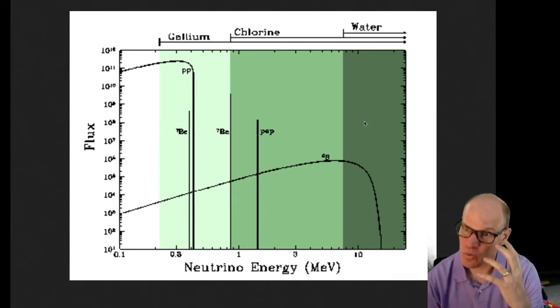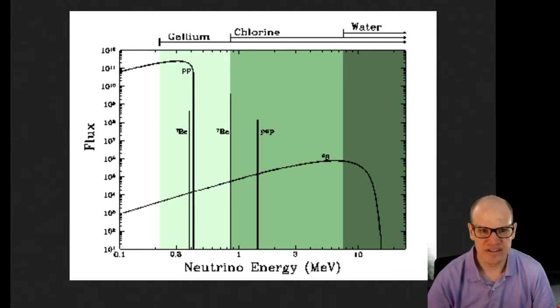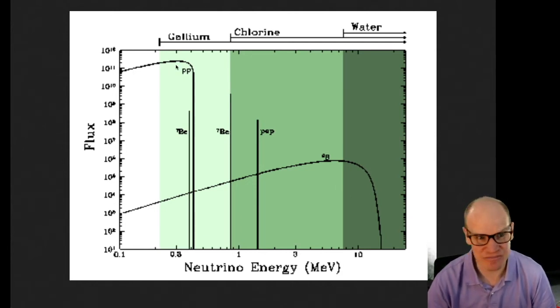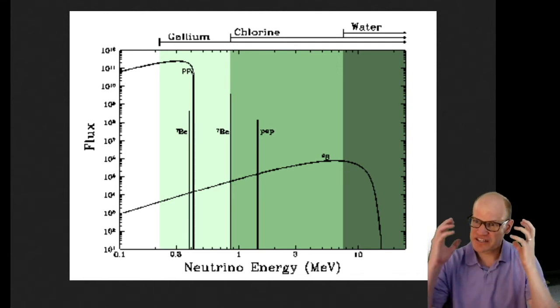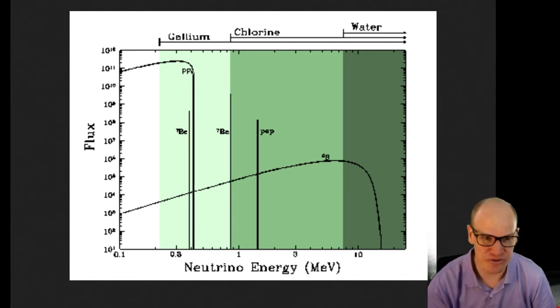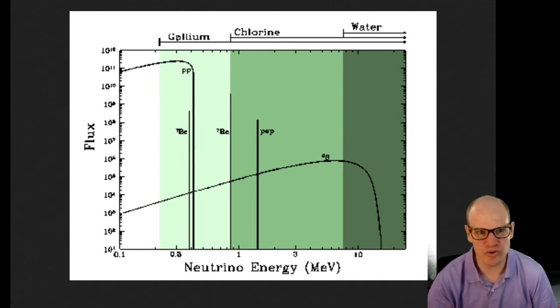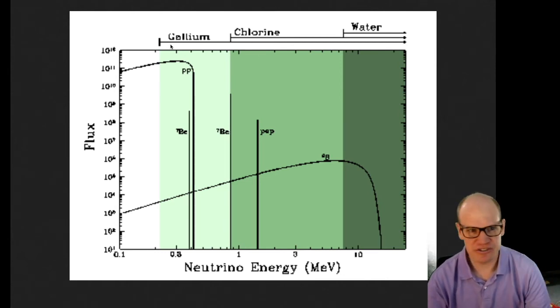It will detect way more neutrinos than the chlorine experiment does, because the chlorine experiment is looking at these neutrinos where you have like 10 to the 4 per second or something like that, where the PP neutrinos is 10 to the 11. That's 10 million times more neutrinos. So you're sensitive to a larger volume of neutrinos coming from the sun if you switch from chlorine to gallium. That's why they did the gallium experiment.